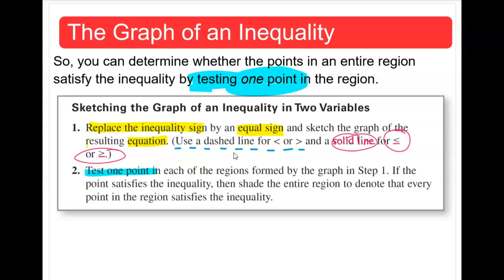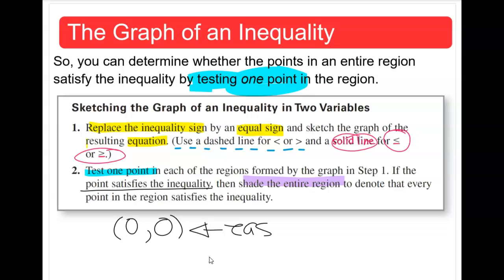And actually, I'm going to share a tip with you. The easiest point to test is the point 0, 0, because you don't have to do much. But we will see some examples. If the point satisfies the inequality, then you shade that entire region, and that will signify that every point in there satisfies the inequality. So this is just the easiest to test.